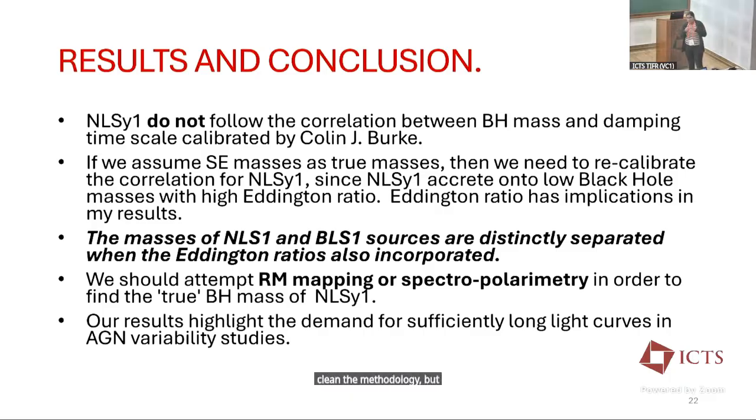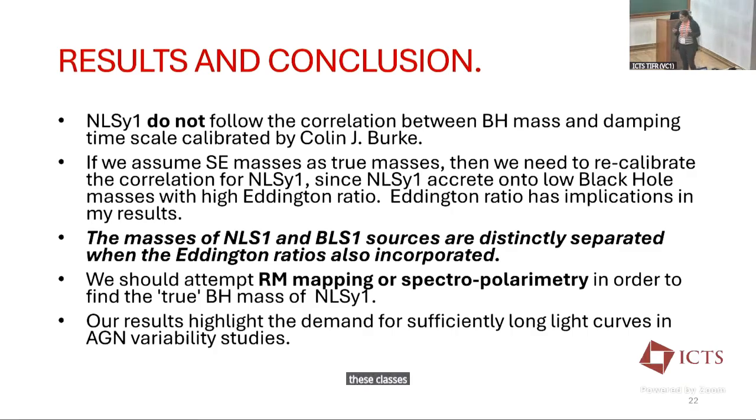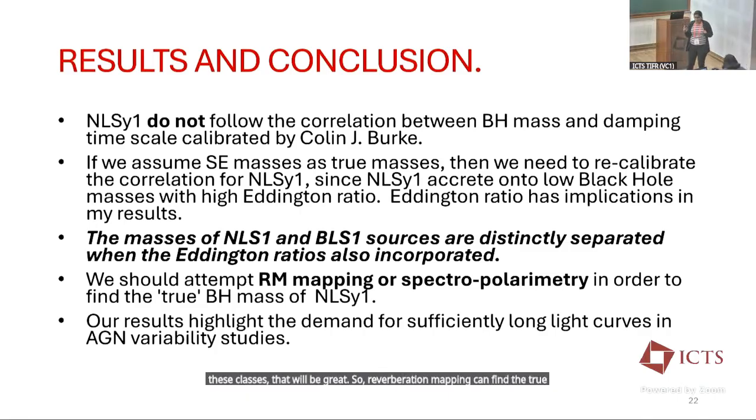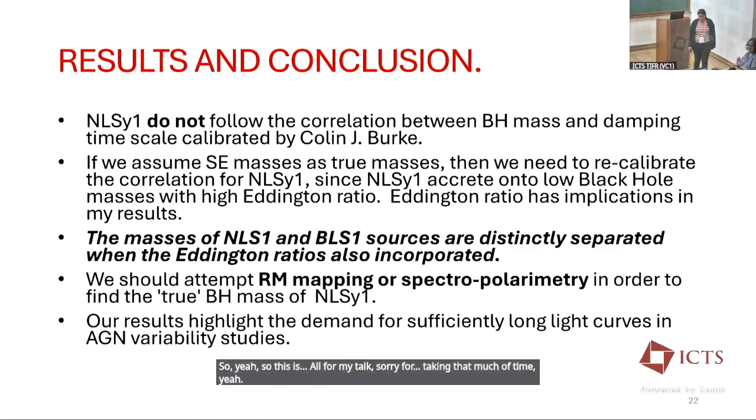But for estimating that many masses, like 5,000 or 6,000, it's a very time-consuming job. For the true masses, if we can find out the mass for at least 100 or 200 of these sources, that will be great. So reverberation mapping can find the true mass of black holes. So yeah, this is all for my talk. Sorry for taking that much time. Thank you.